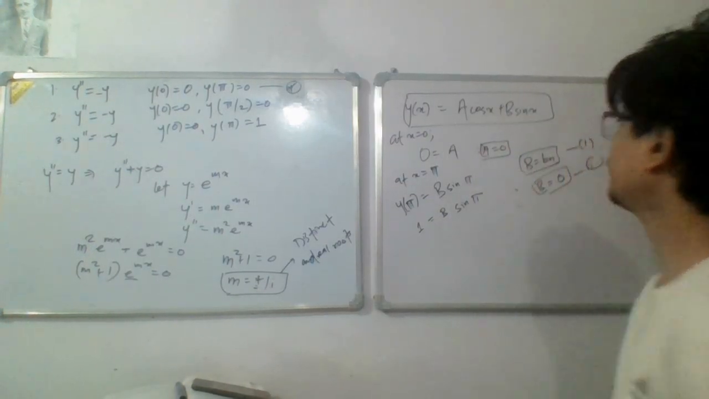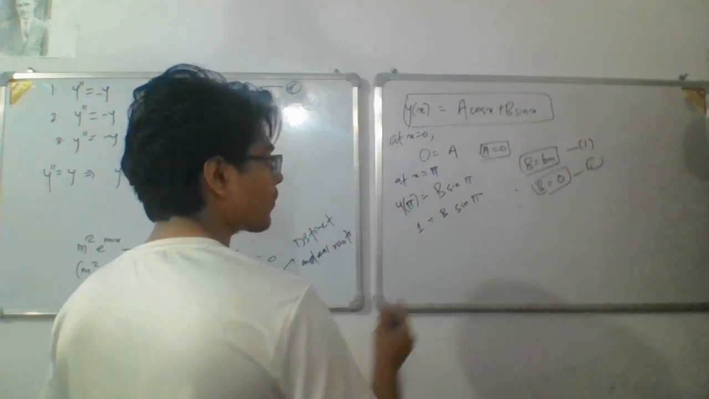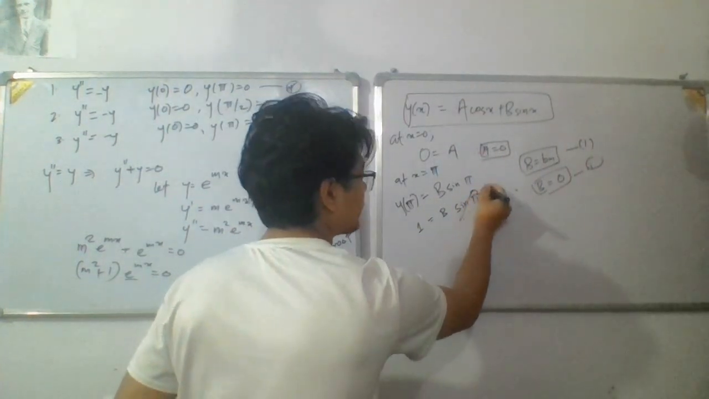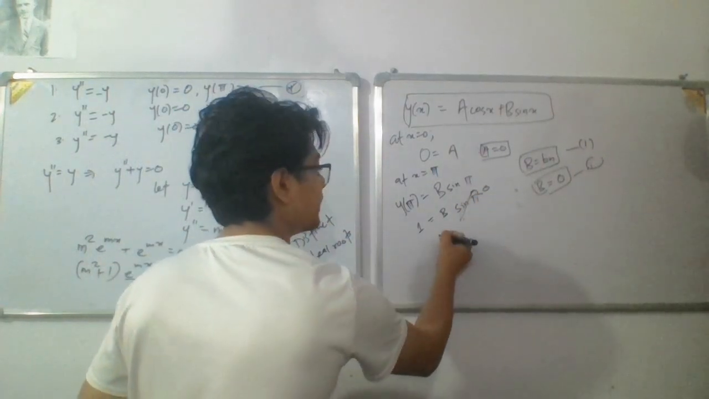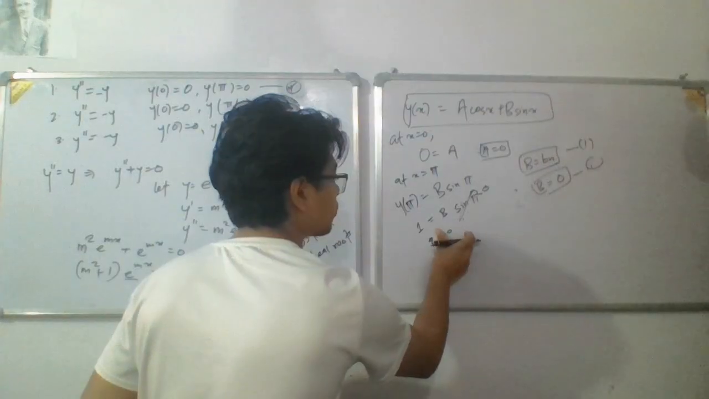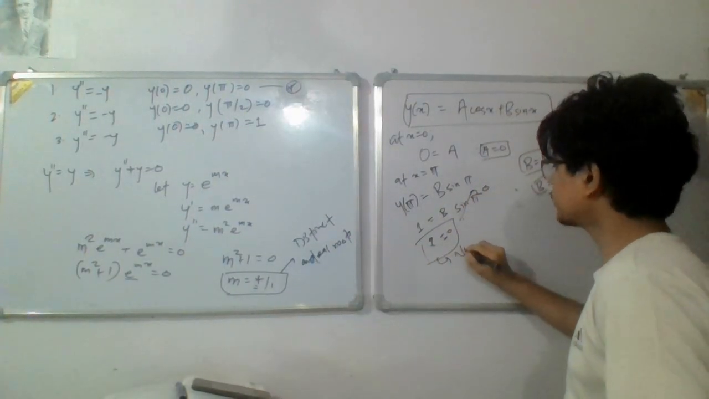Now, what can we do here? So if you see here, sine pi is 0, and 0 times b is also 0. It means 1 equals 0. Now this is a condition that means no solution.